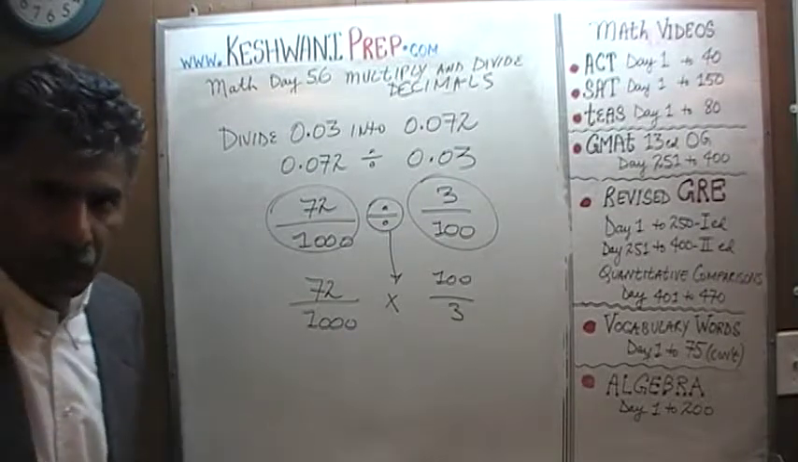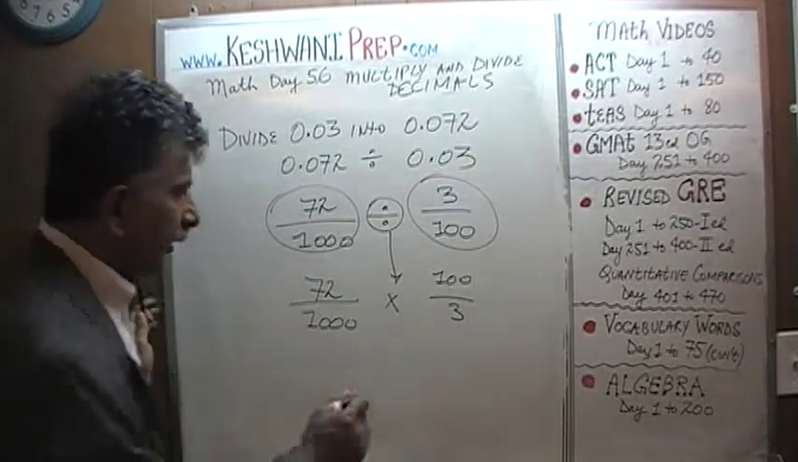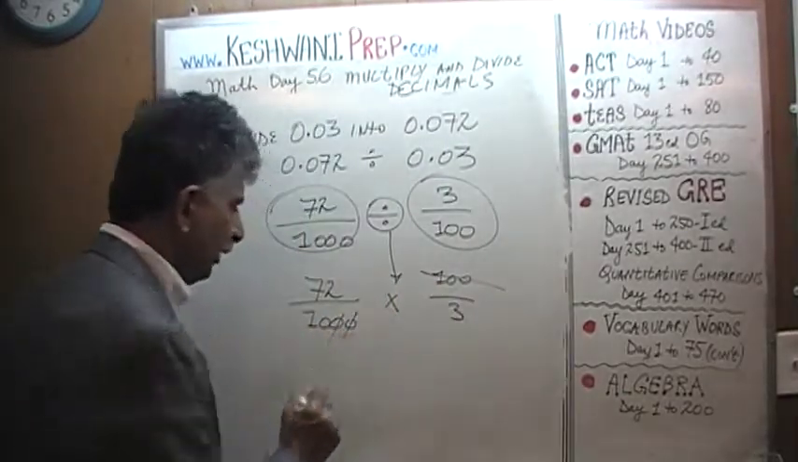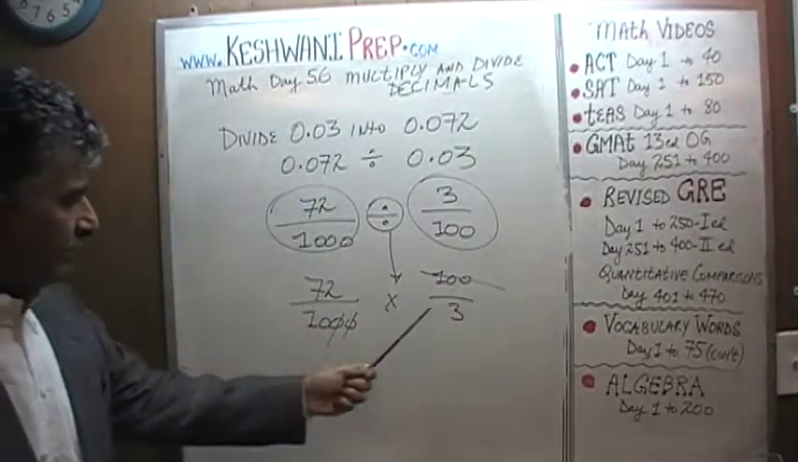Let's divide top and bottom by 100. If you divide top and bottom by 100, the 100 is going to get knocked out, and we knock out two zeros. Let's divide top and bottom by 3.